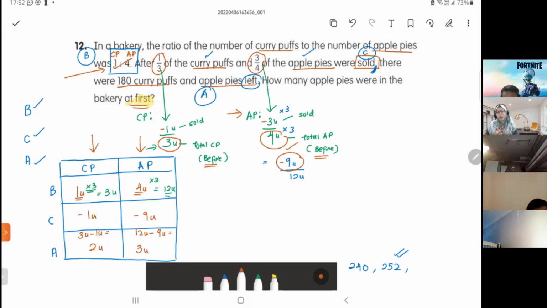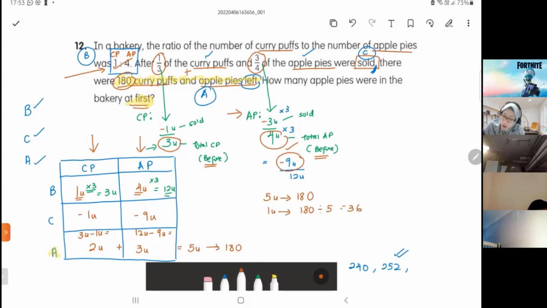Now, am I happy with that? No, I still got one more piece of information. There were 180 curry puff and apple pies left. This is my after, right? So after apple pies and curry puff means plus. So I add together and get 5 units. This 5 units is 180. 1 unit is 180 divided by 5, and I get 36.